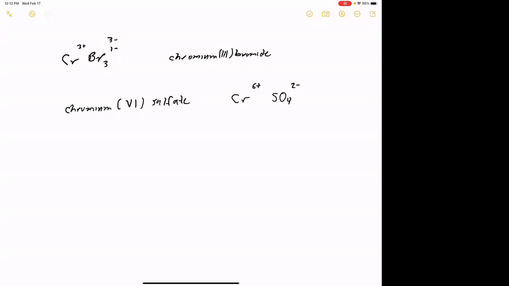So the question now is, to get charge balance, how many sulfates do I need? I've got to get a 6 minus on this side to balance out the 6 plus on the chromium ion. So how many sulfates am I going to need? 3. So how do I specify that? Remember, with a polyatomic like this, if I need more than one, I put the polyatomic in parentheses and then put a subscript 3 down there to specify that.